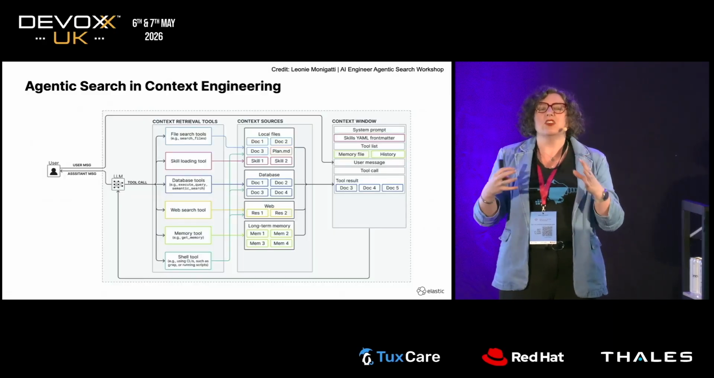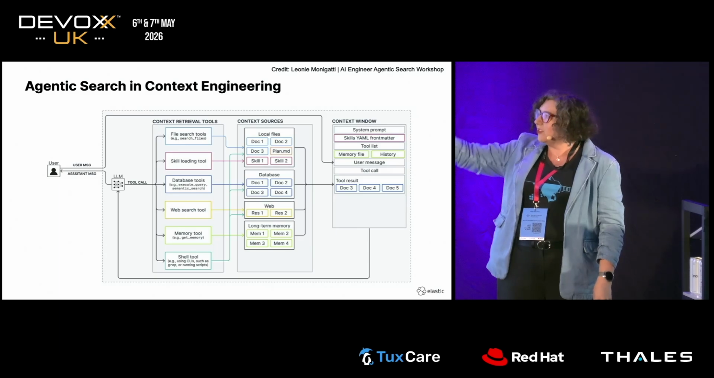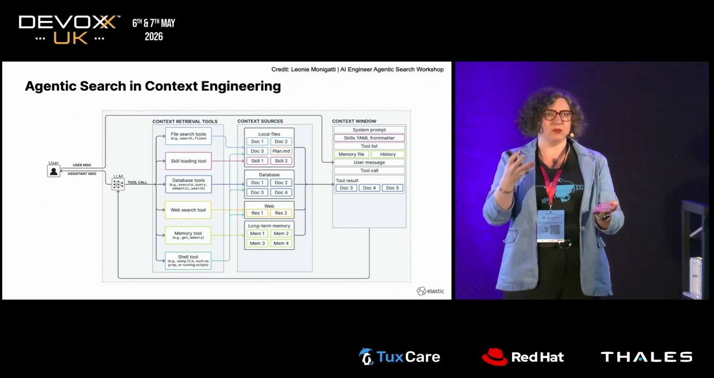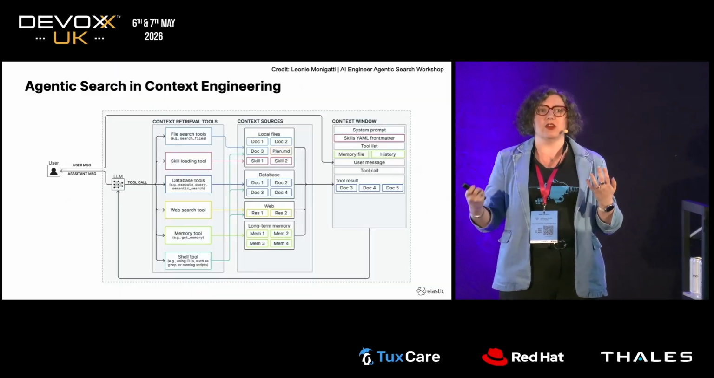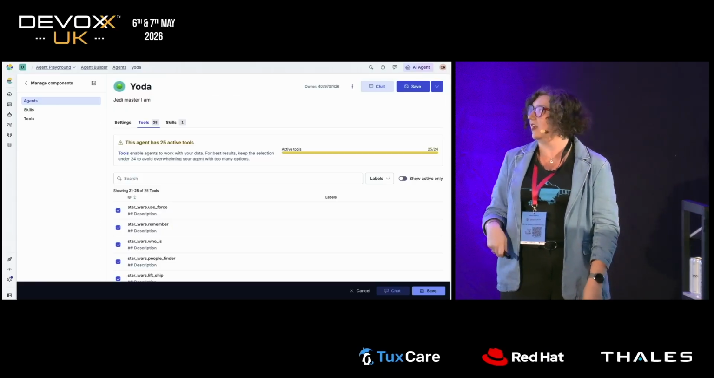It's about curating all sorts of different pieces of context: files from our file system, the loading of skills, databases, web search, memory, as we talked about with context engineering, and shells, and using that to curate the right context and allowing the LLM to pull these things in as it determines they're necessary.